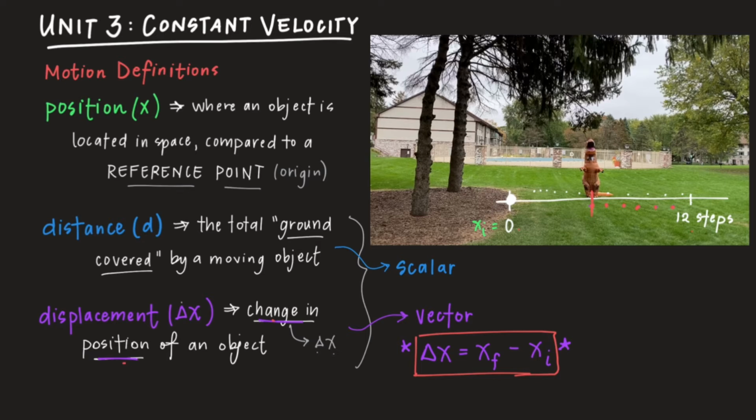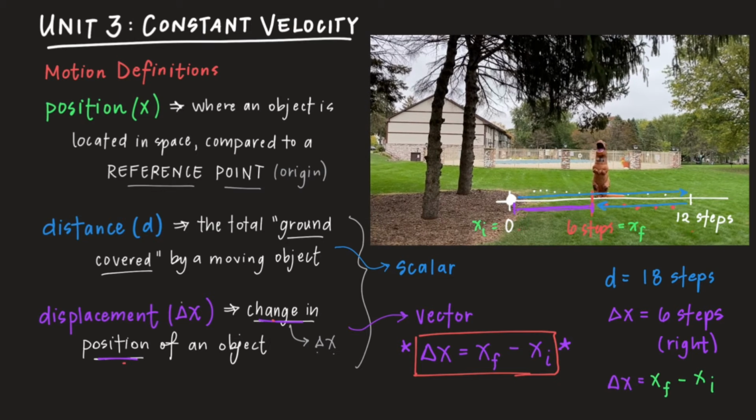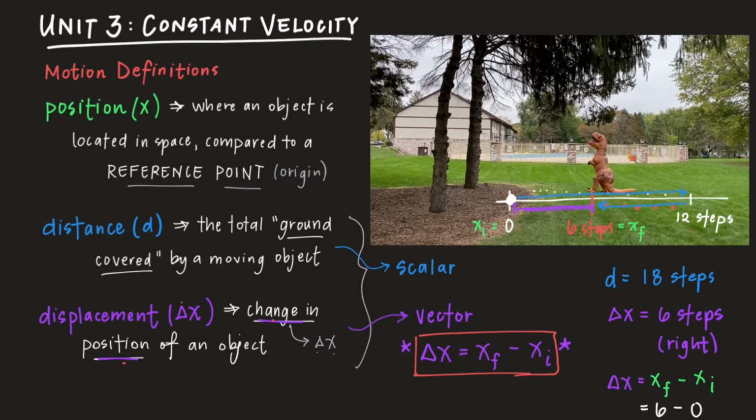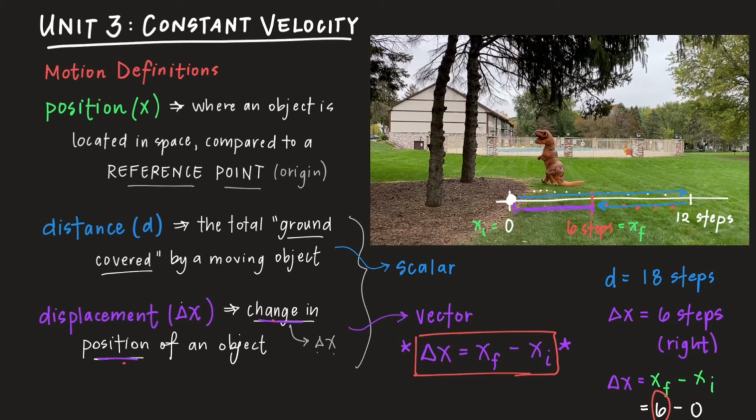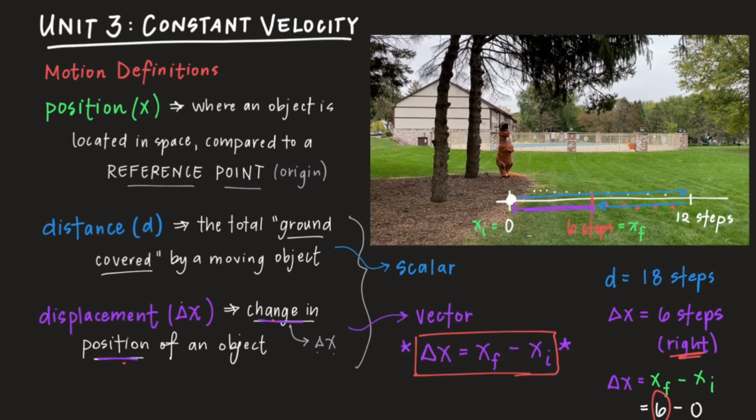My distance is from where I started, the total ground. So if I took 6 steps backwards, that means I'm located at 6 steps away from the tree. So my distance would be the total ground I covered on my 12-step journey out, and then 6-step journey in, which is 18 steps. So my total distance is 18 steps. But my displacement only matters where I started versus where I ended. So my displacement would be 6 steps to the right. 6 steps to the right of the origin.